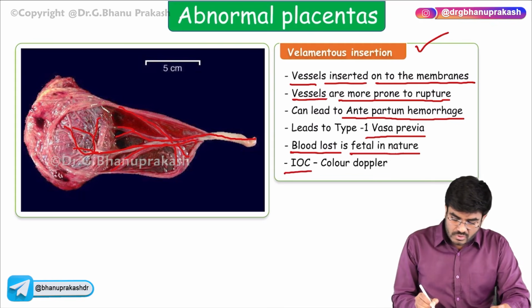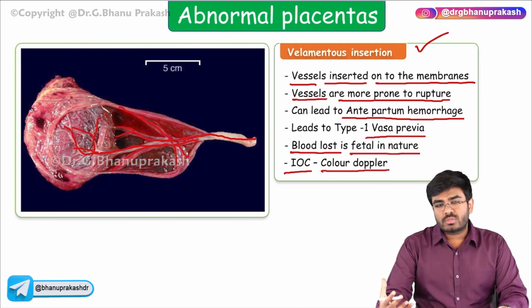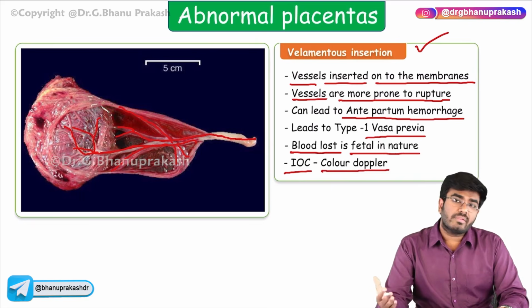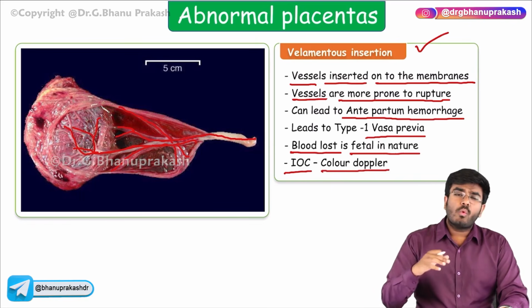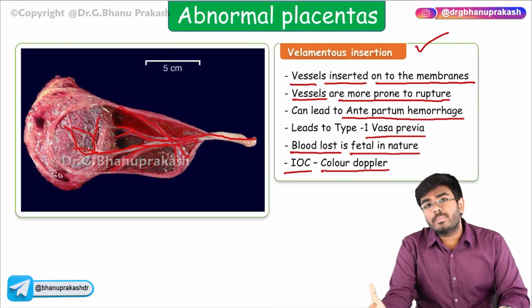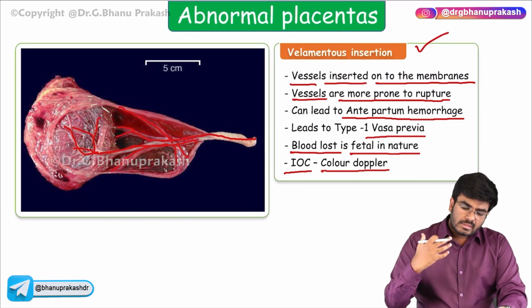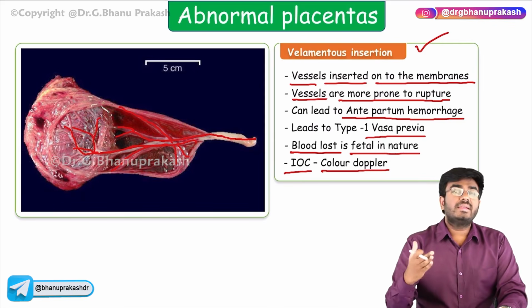So what is the investigation of choice? It is the color Doppler. Say you want to diagnose Vasa Previa even before rupture, or you want to rule out whether Vasa Previa is present or not, you can do the color Doppler. But once there is hemorrhage, a female with antepartum hemorrhage, how do we know whether the bleeding is maternal or fetal?